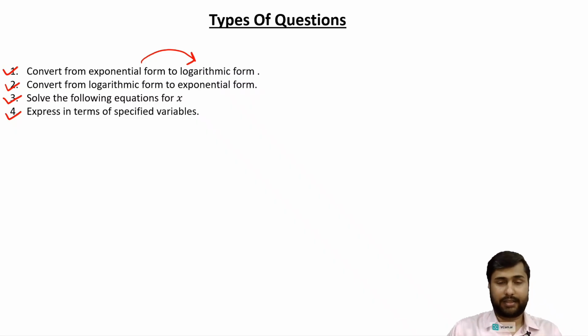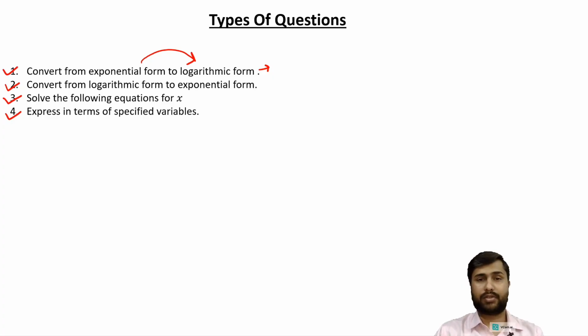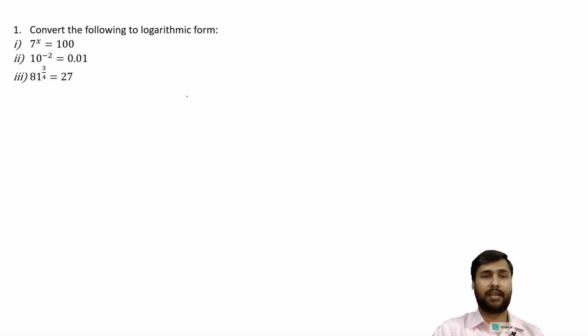So just let us have a look at the type 1 questions and let us know how we approach this kind of questions. So here we have this exponential form given to us. There are three questions, and in the first one we have to just convert from the exponential form to the logarithmic form. Now in the very first question we are asked to convert 7 to the power 6x equal to 100 to the logarithmic form.